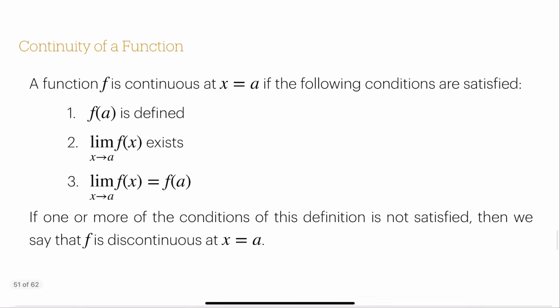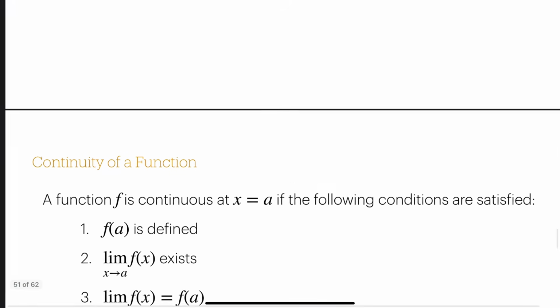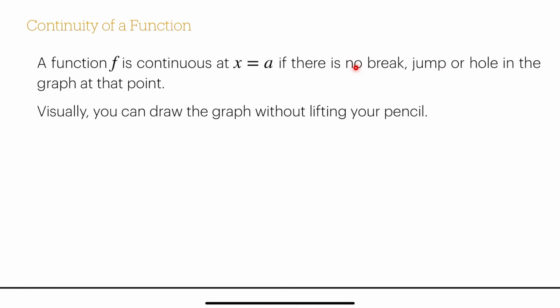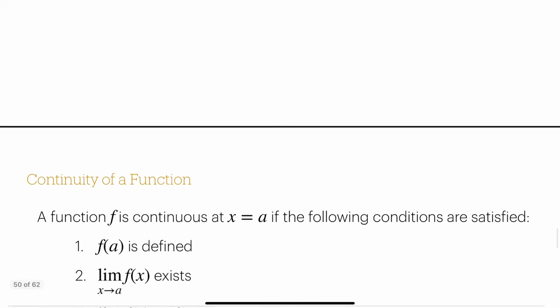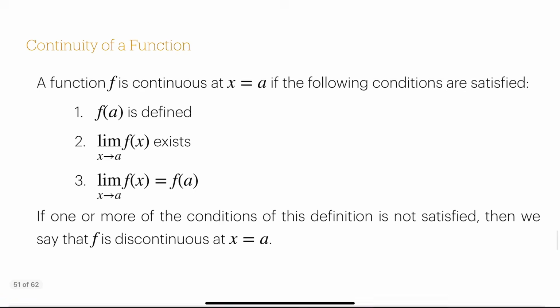So we can say that a function is continuous at x equals a, other than knowing that there are no holes, breaks, or jumps, or that we can draw the graph without lifting a pencil. By technical definition, a function is continuous at x equals a if these three conditions are satisfied. The first condition is that f of a must be defined, the second is that the limit of f of x as x approaches a exists, and the third is that the limit of f of x as x approaches a is equal to f of a.